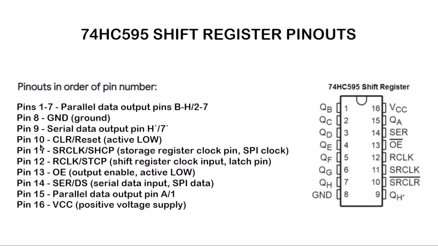And then number 10 is your reset, active low, which is right here. This will take a positive lead, a little wire that goes here. That's where that will go, right here. And this number 11 is SRCLK, the shift register clock pin, SPI clock. That would be number 11 right here. That's where one of your inputs would actually plug into your Raspberry Pi. This right here is one of your inputs.